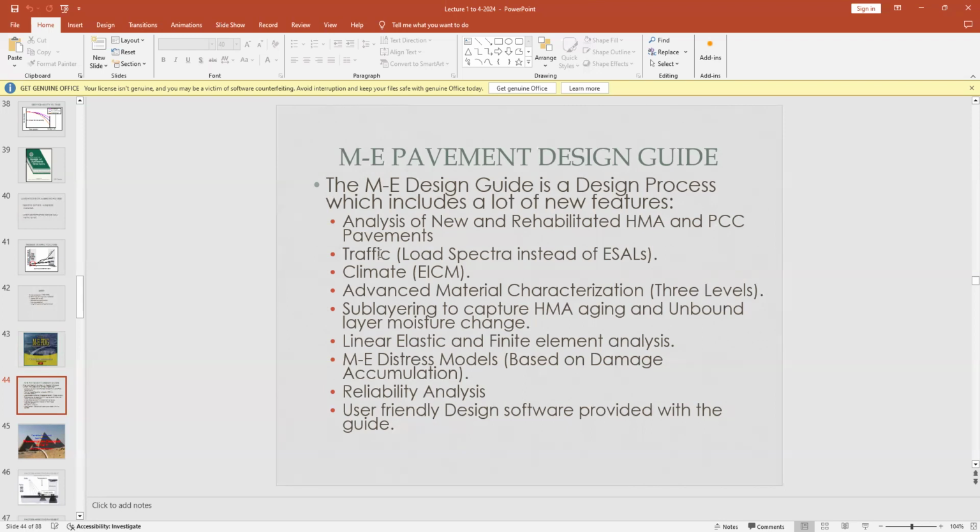They have done linear elastic analysis and finite element analysis to design the pavement, based on damage accumulation and reliability analysis, with user-friendly software along with the guide. All you need to do is, once you know the GIS location of your pavement, most of the things will be done. Obviously, there are inputs, the traffic.